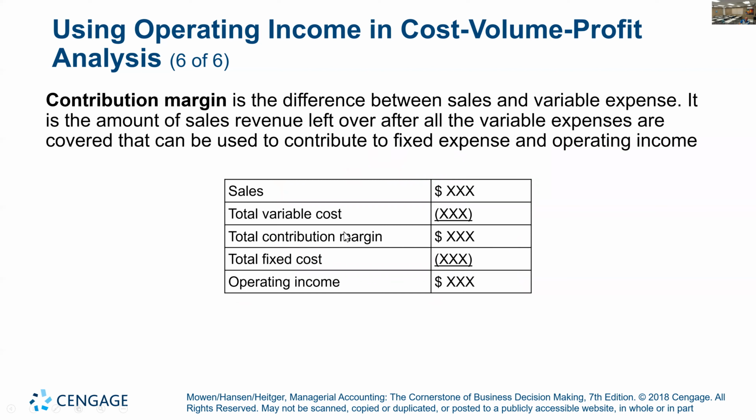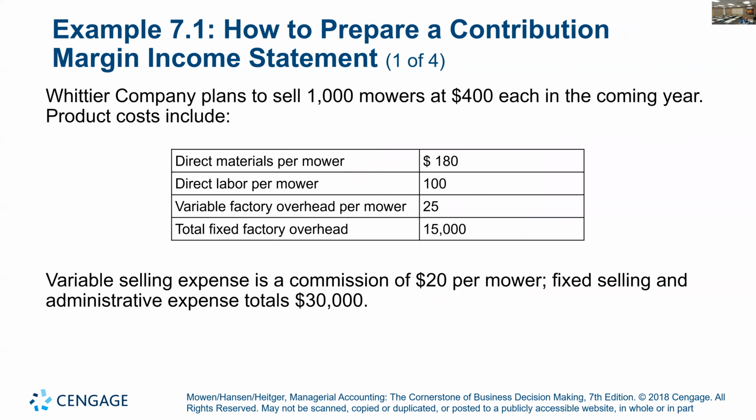Contribution margin, saying it again here, the difference between sales and variable expenses. Okay, get used to seeing this contribution margin income statement. You're going to have to make some on your homework. So how to prepare one here? We plan to sell 1,000 mowers at 400 each in the coming year, and here's our product costs. We have direct materials, direct labor, variable factory overhead, total fixed. Then we have a variable selling and a fixed selling.